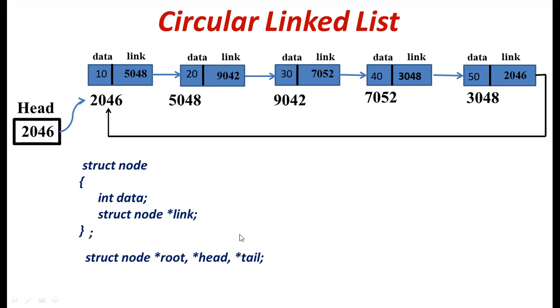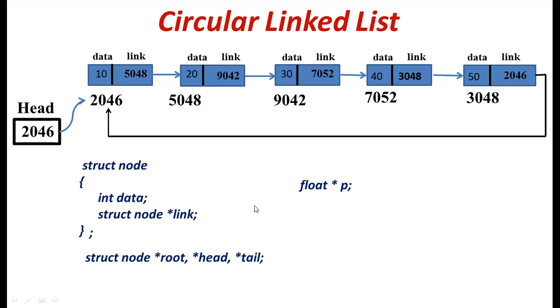Can you say why we are representing the link field as a struct node pointer type? Why is it not an integer, and why is it a struct node pointer? Because if p is a pointer variable of type integer, it means that p is holding the address of an integer variable. And if p is a pointer variable of type float, then p is holding the address of a float variable.